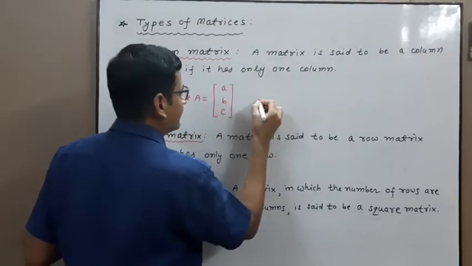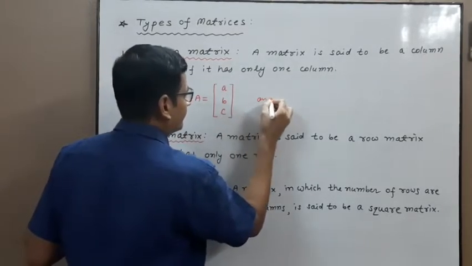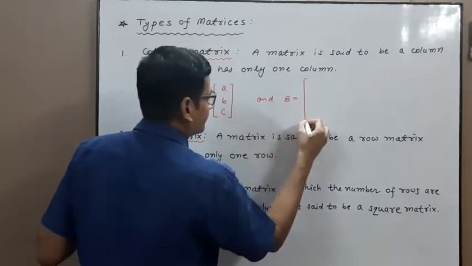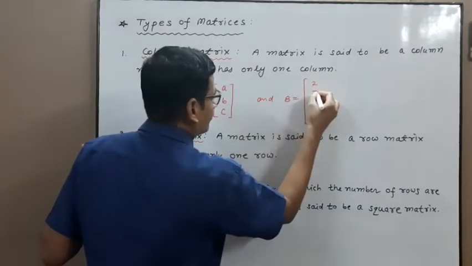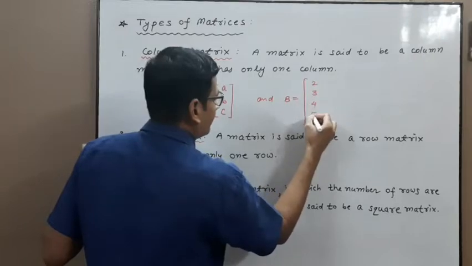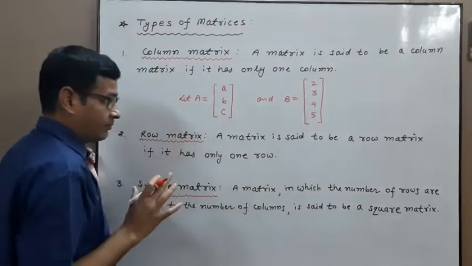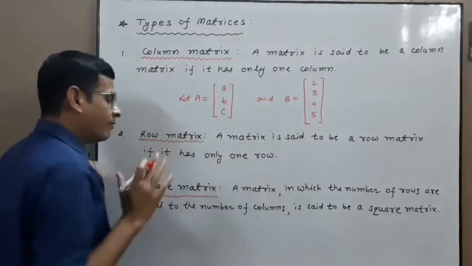Some more examples. B is equal to 2, 3, 4, 5. Again 4 rows and 1 column. So these two are called column matrices.